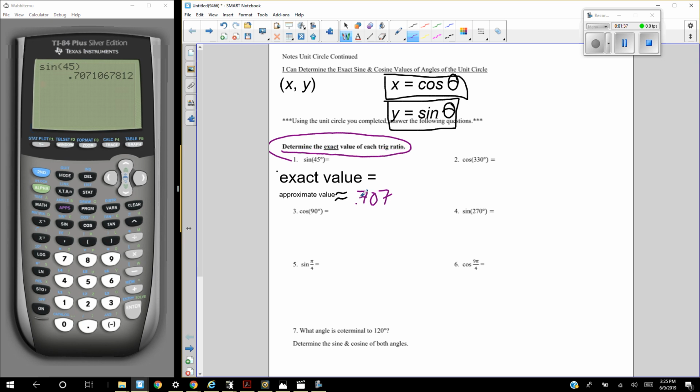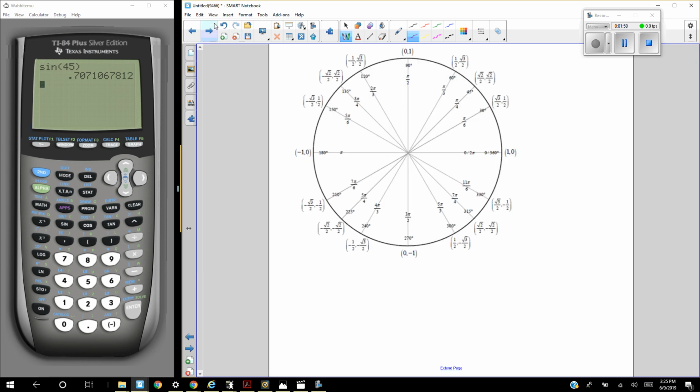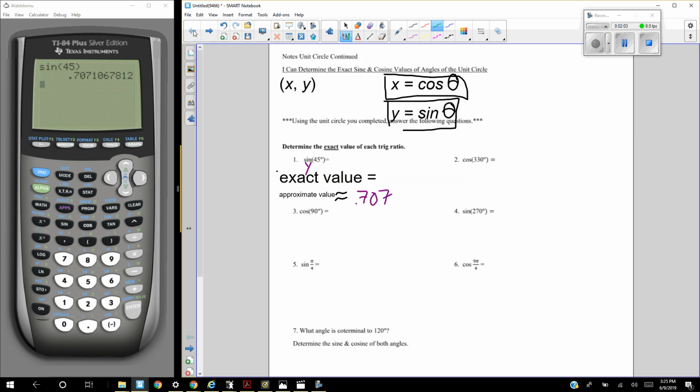Now the exact value of the sine of 45 degrees, we can do this very quickly. We've already drawn a reference triangle for this and found it in the unit circle. Remember, sine goes with the y coordinate. So we want to look at our unit circle. We want to find 45 degrees, just right here, and we want to find the y coordinate. We see it's radical 2 over 2. So that's our exact value at 45 degrees. That's the answer because that's what they wanted.